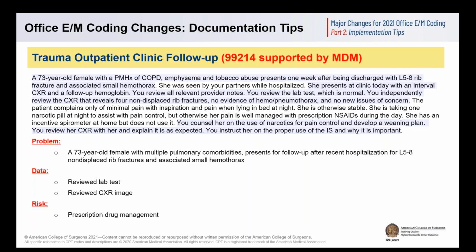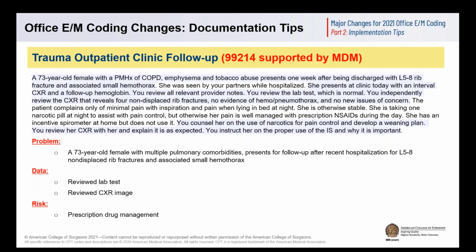Our second patient is slightly more complicated. She is a 73-year-old female again with a past medical history of COPD, emphysema, and tobacco abuse, who was actually hospitalized with 4 rib fractures and an associated small hemothorax. She was seen by the partners in your group while she was hospitalized. She presents at your clinic today with a chest X-ray and a follow-up hemoglobin, and you review all provider notes.